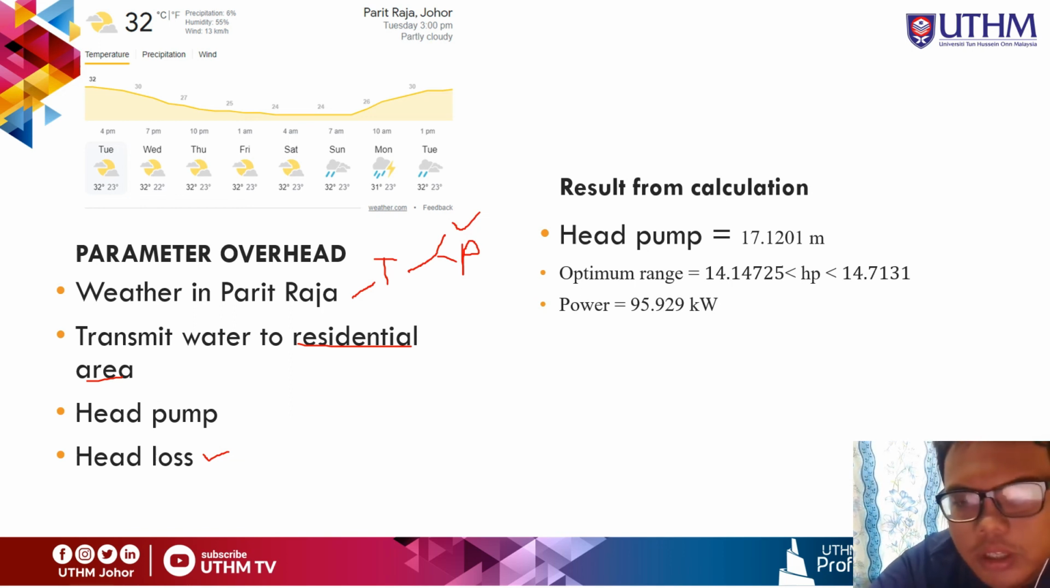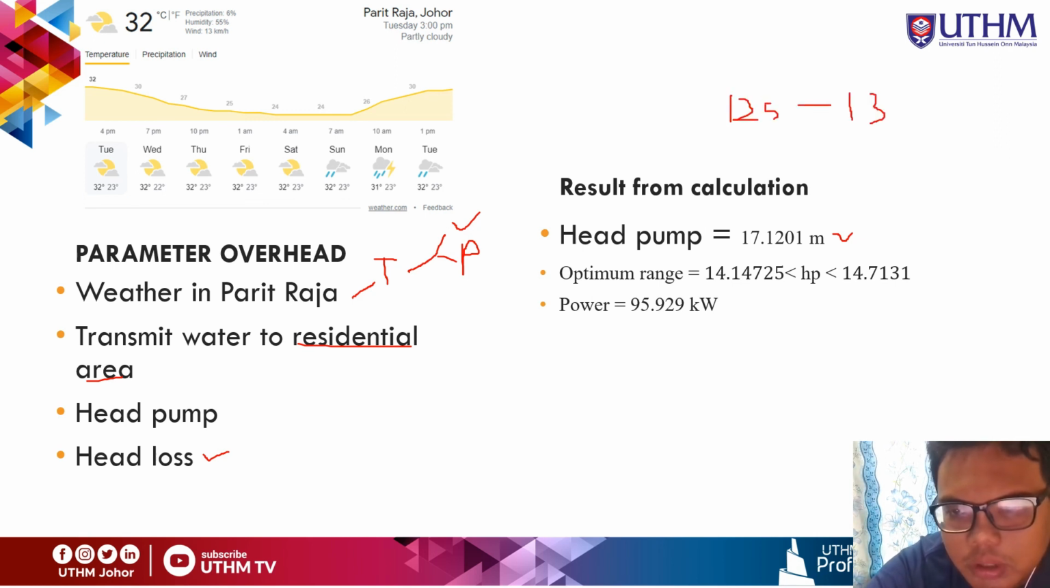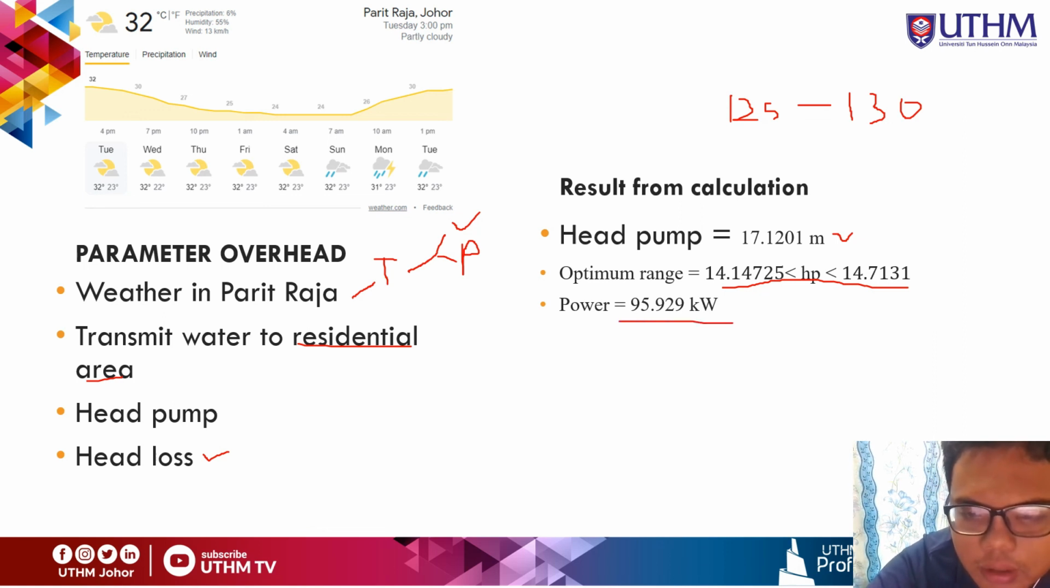After this consideration, this is the value that we obtained. The head pump is 17.1201, and the optimum range after we set the tolerance between 1 to 5 to 130%. This is the value for the optimum range for the head pump system. After we calculate the head pump system, we find the pump power. This is the final power that we obtained, 35.929 kilowatt.